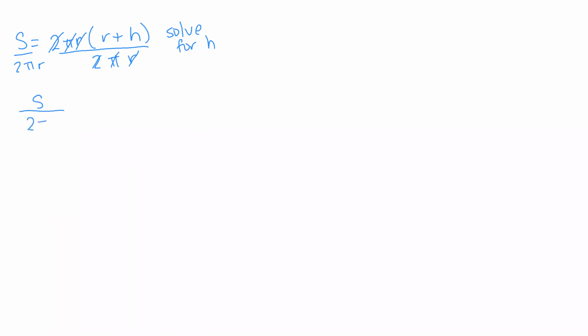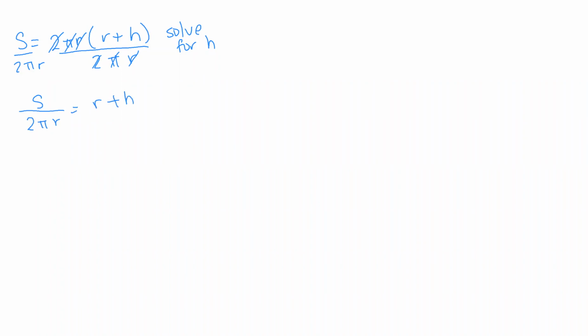So let's say we have S equals 2 pi r times r plus h, and we want to solve for h. Well, for me, the first thing I want to do is divide both sides by 2 pi r. h is in this set of parentheses and it's being multiplied by 2 pi r, so I want to isolate the r plus h. So the 2, the pi, and the r cancel on the right. That means on the left, I get S divided by 2 pi r. On the right, I get r plus h.